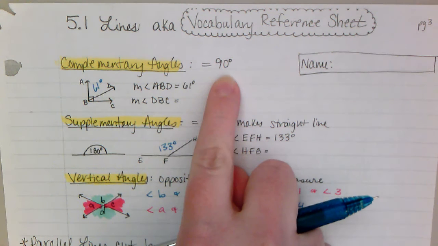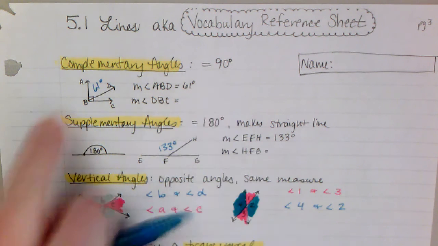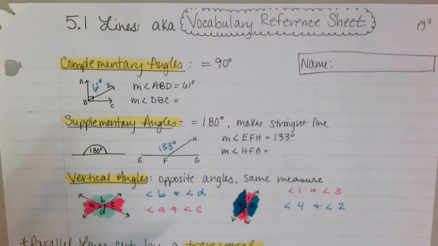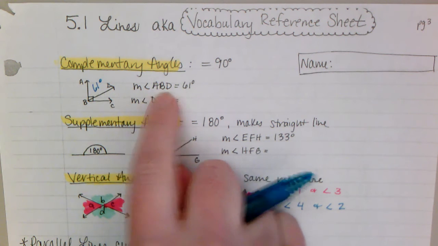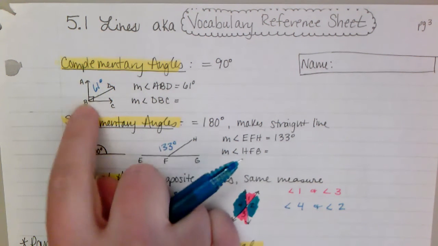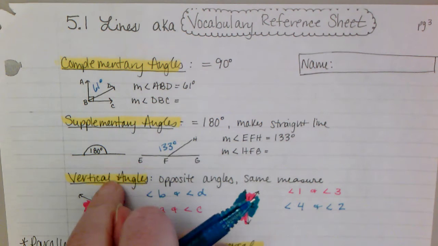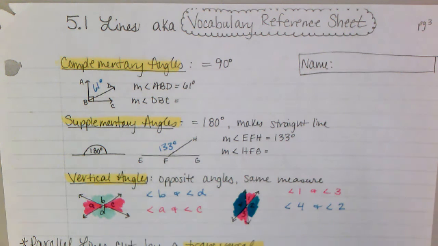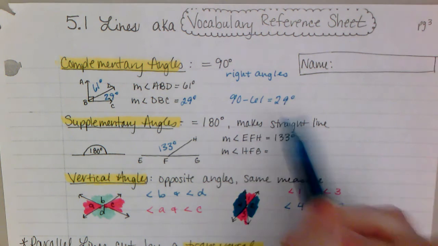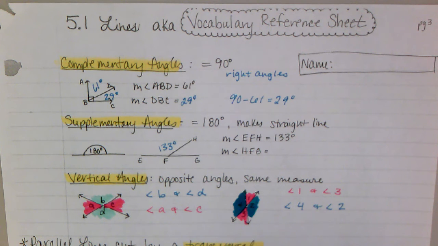Complementary angles are 90-degree angles. So these two are 90 degrees total because of the right angle mark in the corner. And if I know the angle ABD, which is this one, is 61 degrees, then I know the angle DBC is going to be 90 minus 61, and then that will give me my answer. My answer ends up to be 29 degrees when I do my subtraction.